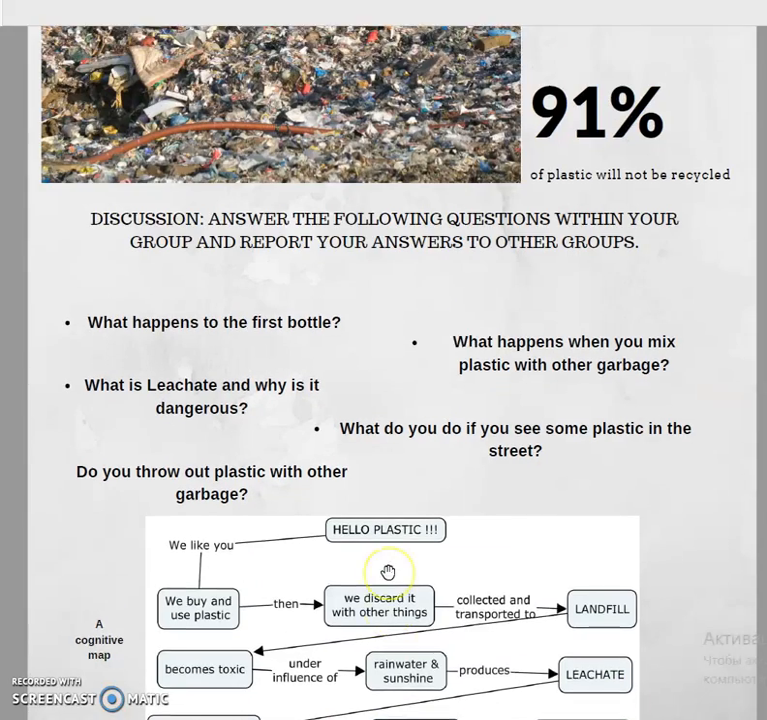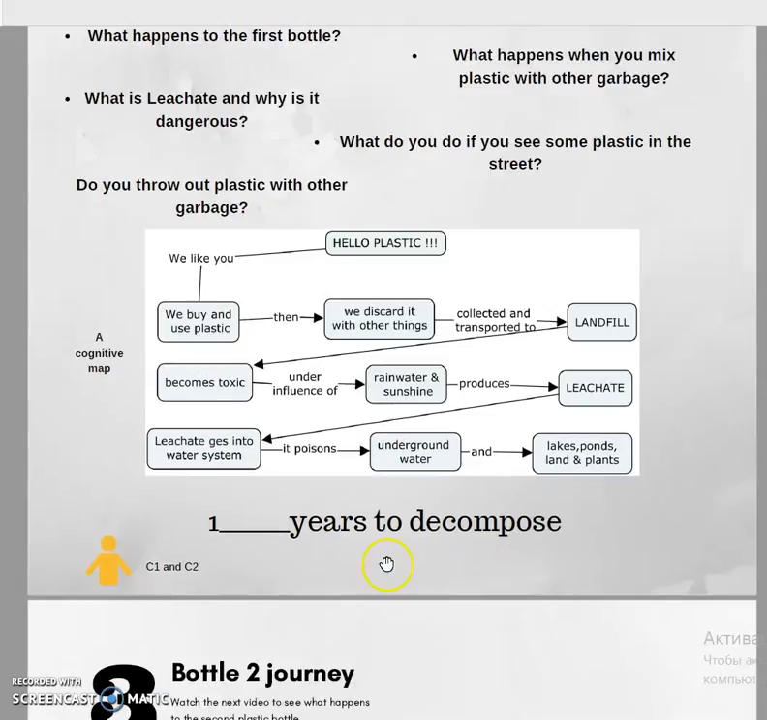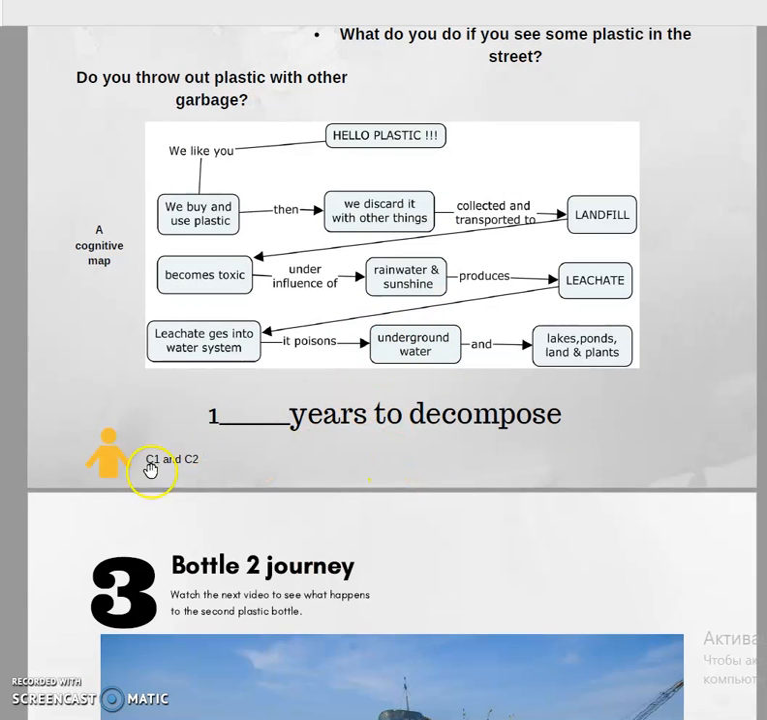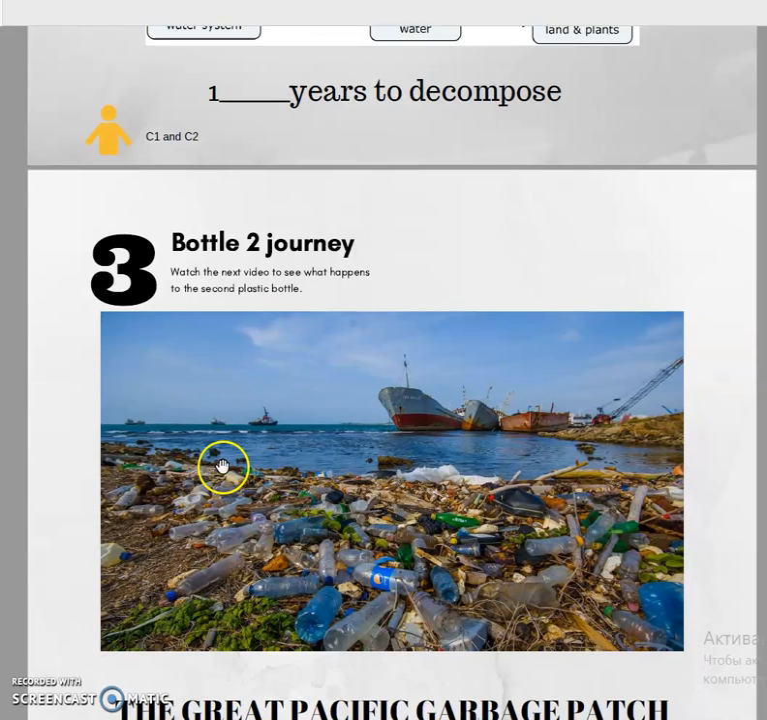So the hidden question, the attention question, will be: how many years does it take for a bottle to decompose in a landfill? The answer will be 1000 years. So we'll have competency 1 and competency 2 covered here.